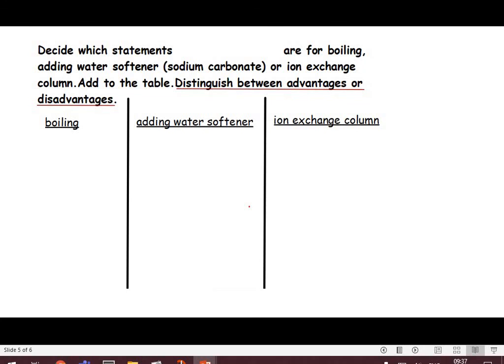But an important bit I want you to do as well is, once you've added all the statements to the table, can you distinguish between whether they are advantages or disadvantages? You can put A's or D's next to them, or pluses or minuses next to them. Remember, advantages are good things and disadvantages are bad things. So as well as the statements that are going to be in each of these columns, you need to identify whether they are advantages or disadvantages.